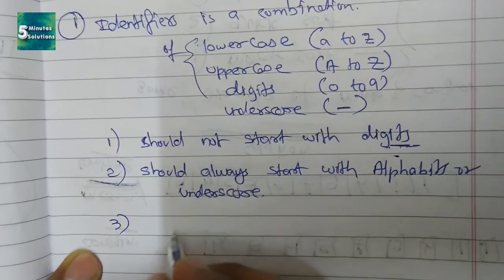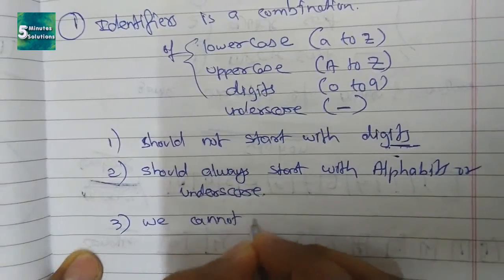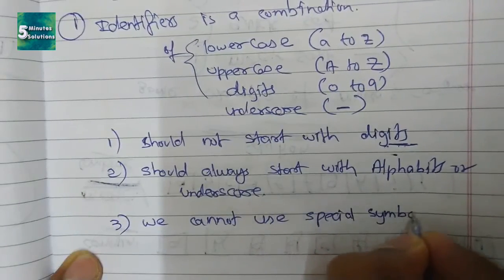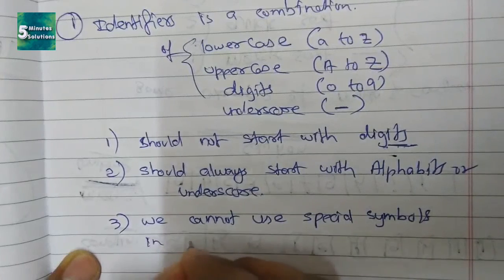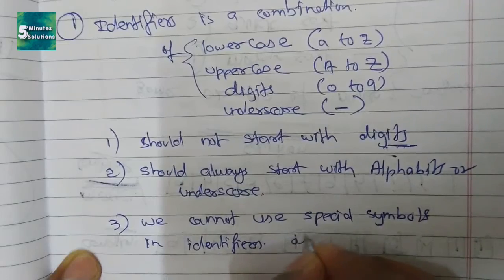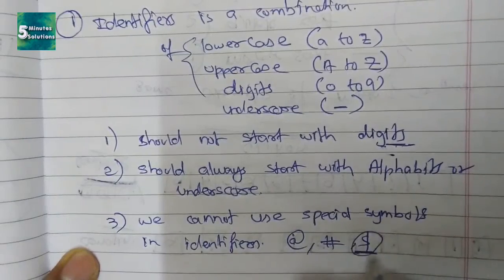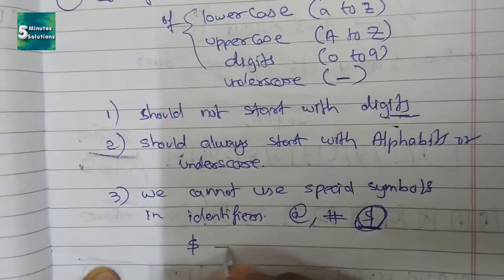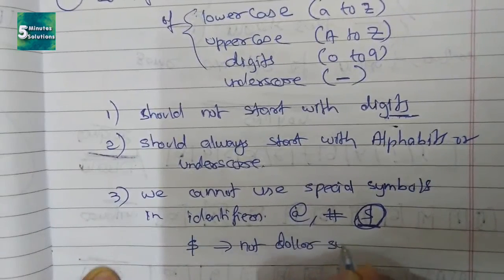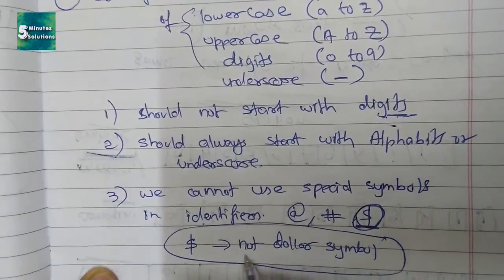Now the fourth one is, we cannot use special symbols in identifiers. Here special symbols means at the rate, hash, dollar symbol. This is the most important point. In Python there is no dollar symbol. In Python there is no dollar sign.